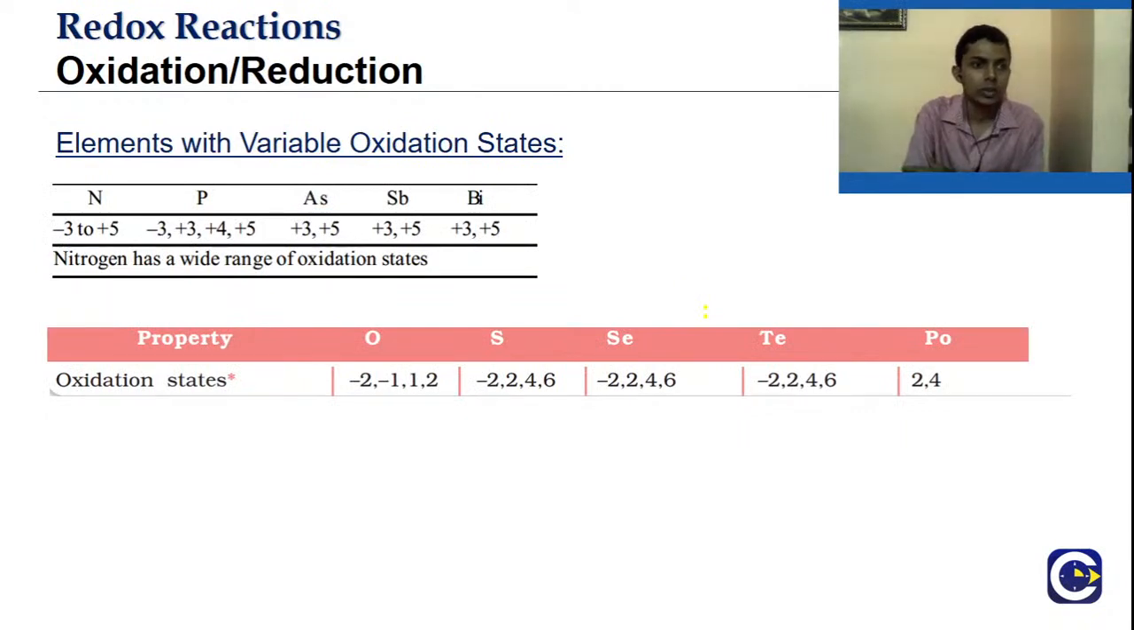So nitrogen, phosphorus, arsenic, bismuth, all of them also have variable oxidation states. One will be predominant. You will be learning more about this in the P block. One will be predominant, and the others will not be so reactive.